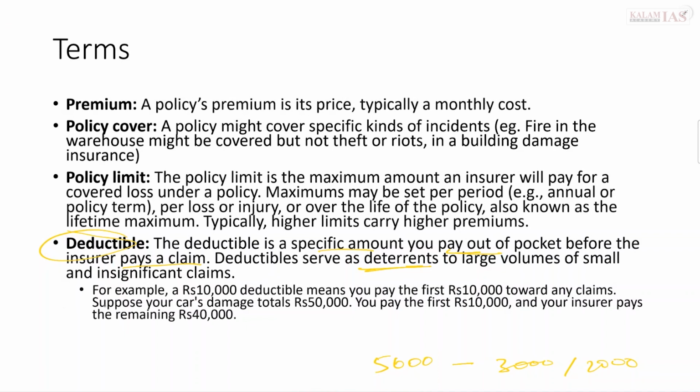Another example, a deductible of 10,000 means you pay the first 10,000 towards any claim. Suppose your car's damage totals rupees 50,000, you pay the first 10,000 and the insurer will pay the amount up to rupees 40,000. Okay. So these are some basic terms for insurance.